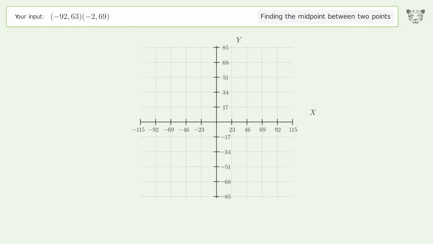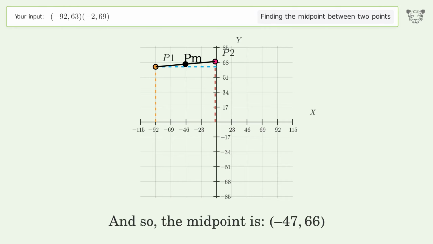And so, the midpoint is negative 47, 66.